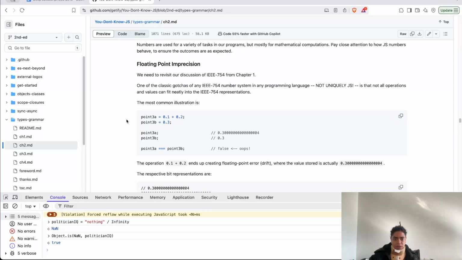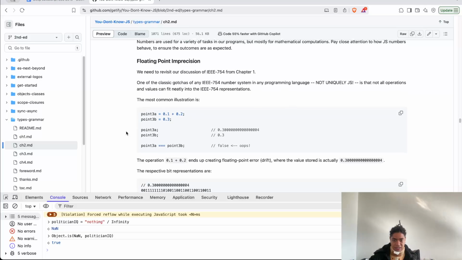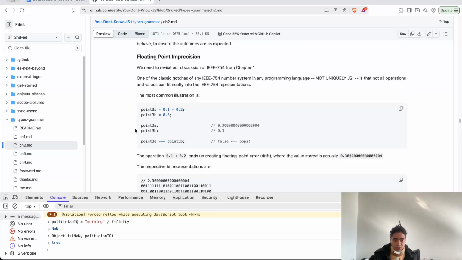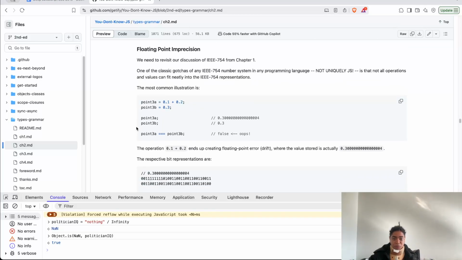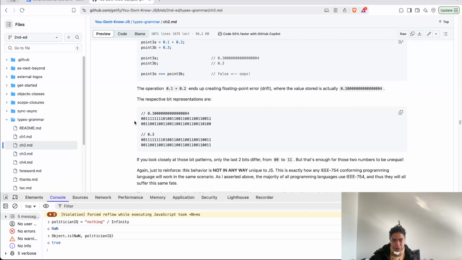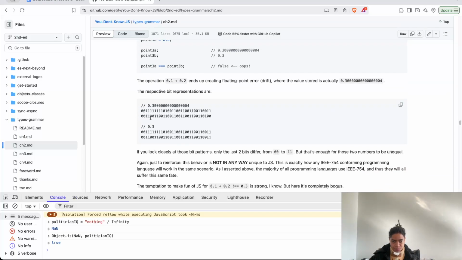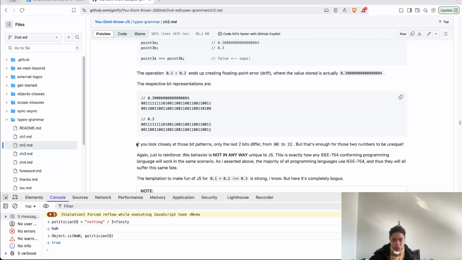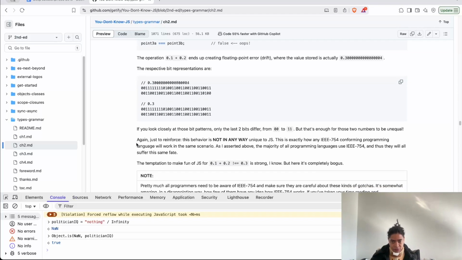All right. One of the classic gotchas of any IEEE 754 number system in any programming language is that not all operations and values can fit neatly into this representation. So you cannot accurately represent the number there. But the respective bit representations are this and this. If you look closely at those bit patterns, only the last two bits differ, from 00 to 01. But that's enough for them to be unequal.